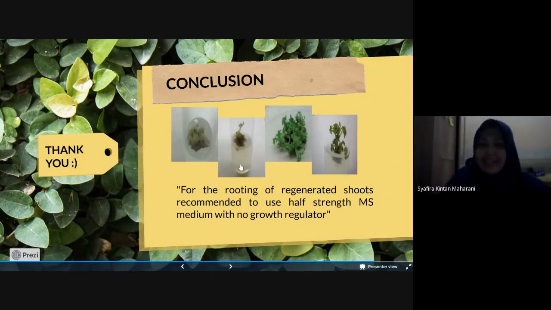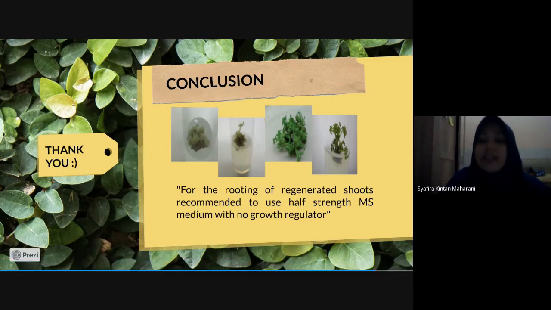So after all this process, we can conclude that for the rooting of regenerated shoots, it is recommended to use half-strength MS medium with no growth regulator.